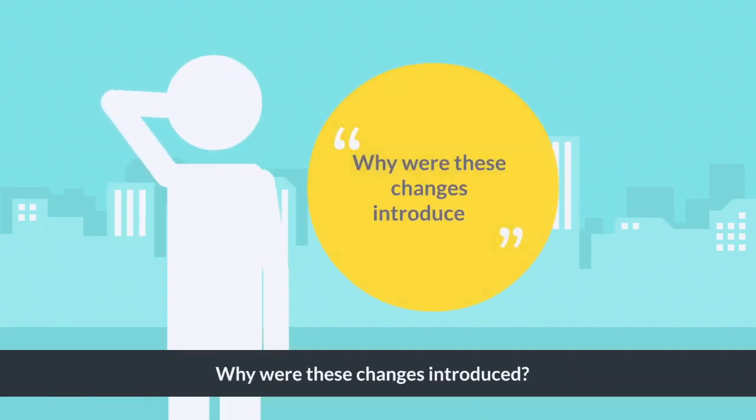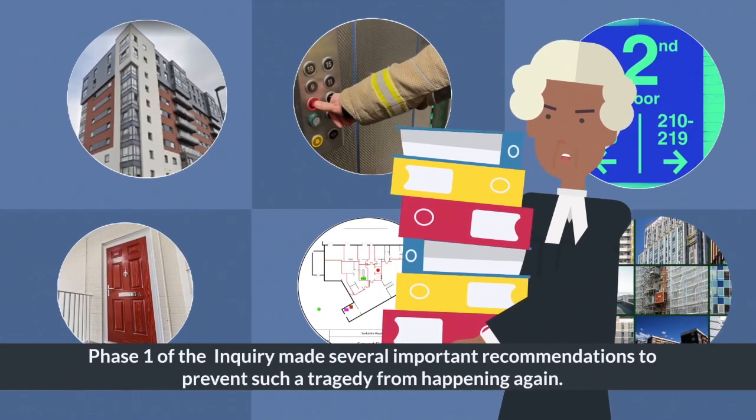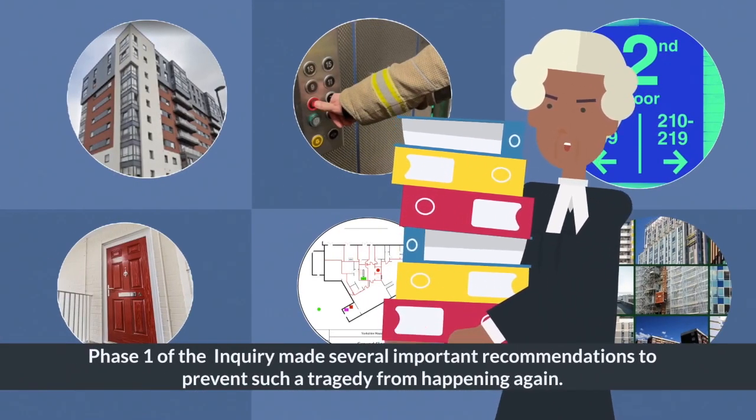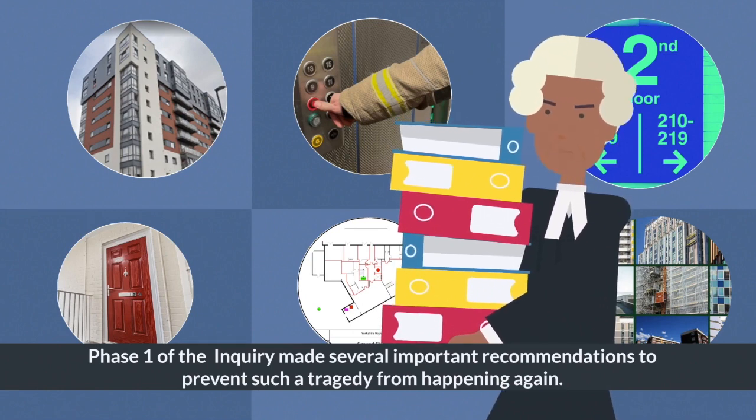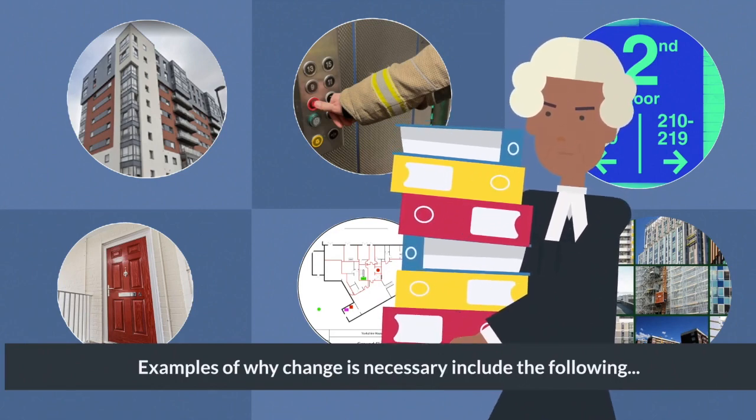Why were these changes introduced? Following the Grenfell Tower fire in 2017, the Grenfell Tower Inquiry was established. Phase 1 of the inquiry made several important recommendations to prevent such a tragedy from happening again. Examples of why change is necessary include the following.